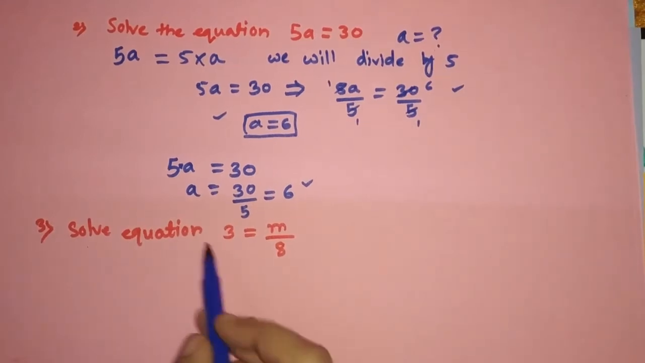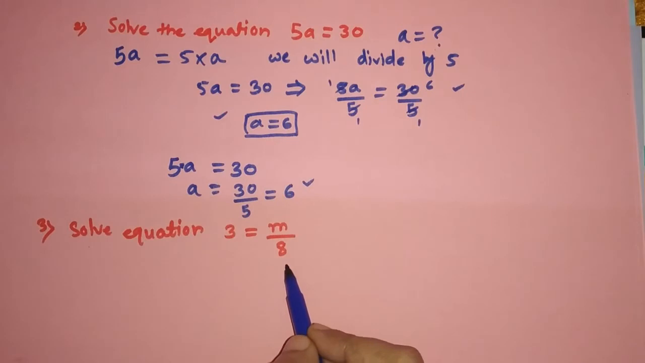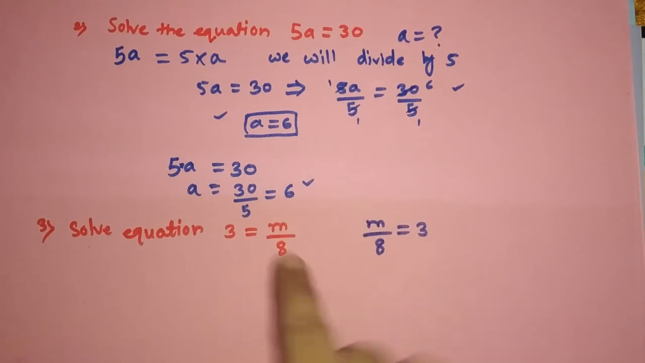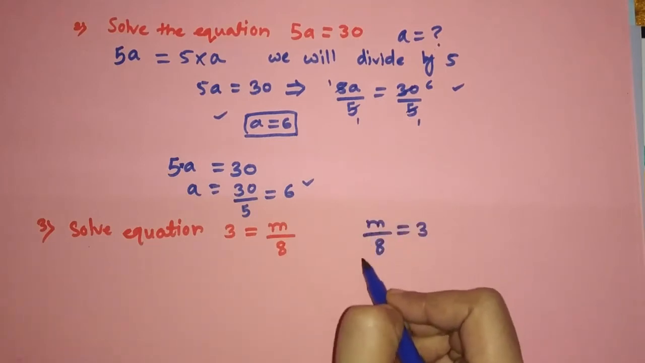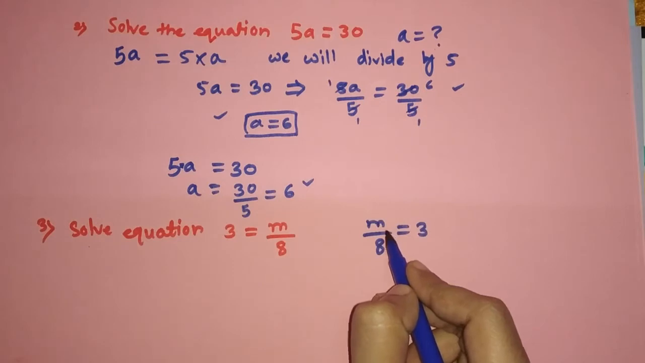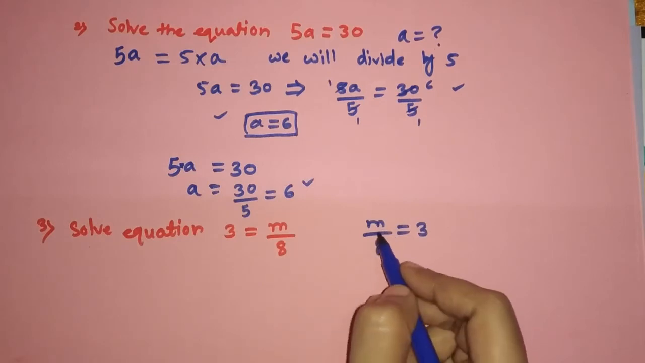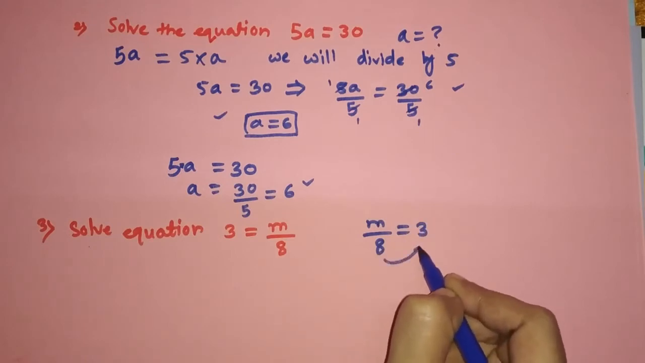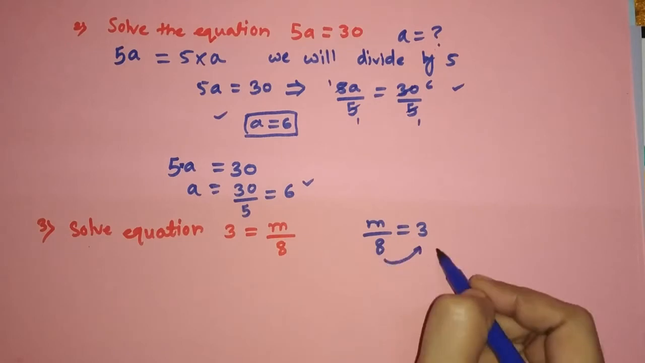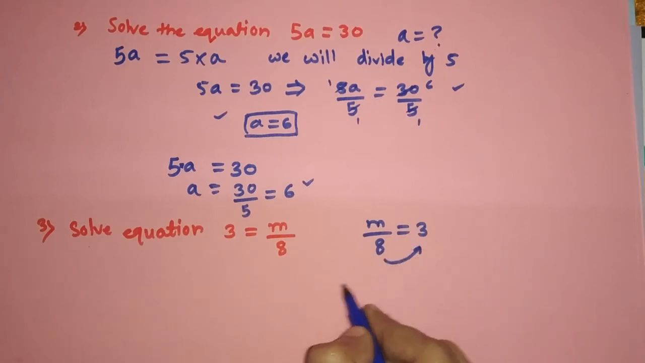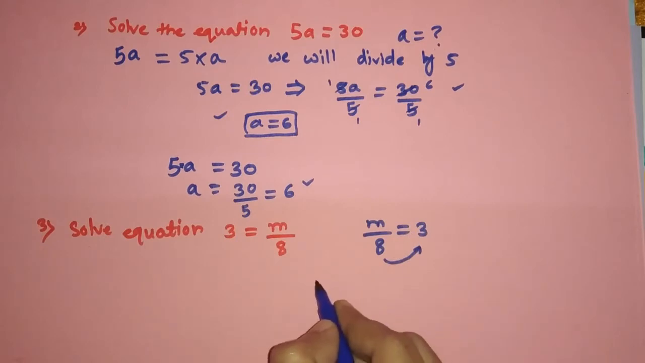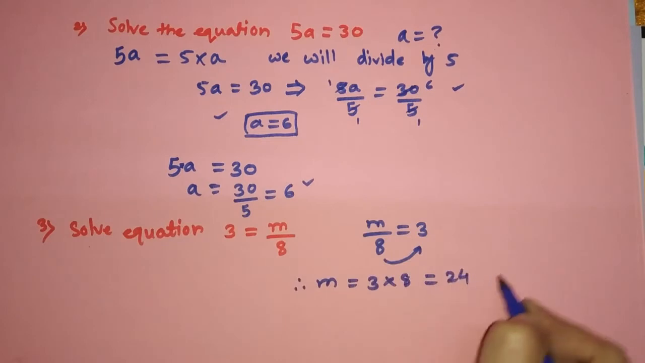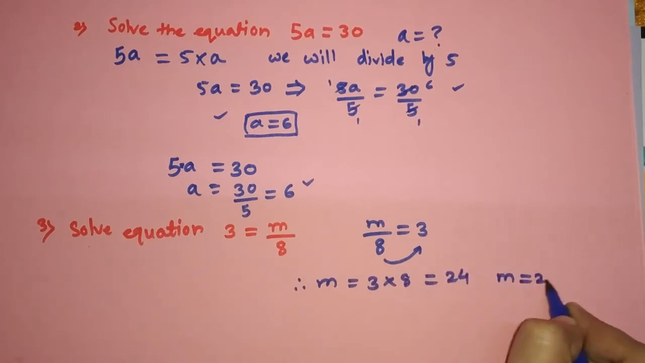Now friends, we will solve this equation. 3 is equal to m by 8. You can write this question also like this: m by 8 is equal to 3. No matter if you write it like this or like this. Using the transposition method, I want the value of m. So you want m to be left alone on this side, which means you need to shift this 8 to the other side. And 8 is in division here. If you send it to the right hand side, it goes from division to multiplication. So therefore m is equal to 3 multiplied by 8, which gives you 24. That means m's value is 24 here.